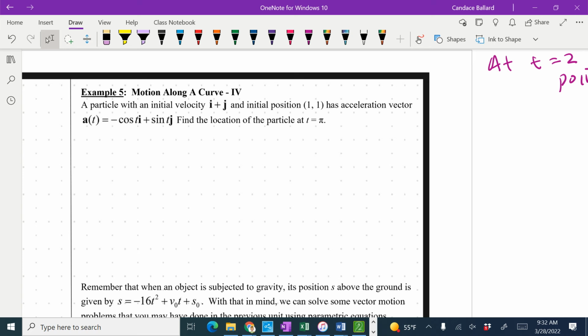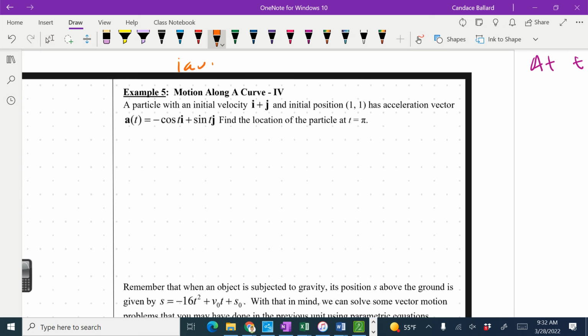Okay, let's take a look at it together. So a particle with an initial velocity vector i plus vector j, and initial position 1, 1 has an acceleration vector a of t equals negative cosine t times vector i plus sine t times vector j. Find the location of the particle at t equals pi. So where am I starting? Acceleration. Where am I ending? Position.